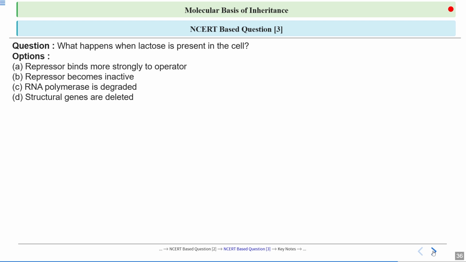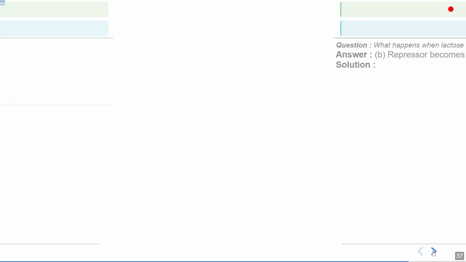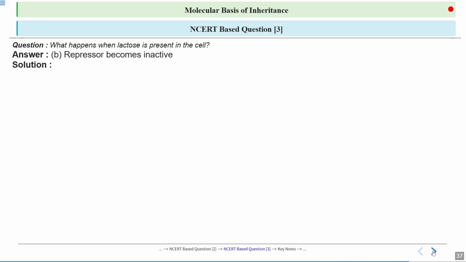Last question is: what happens when lactose is present in the cell? Repressor binds more strongly to the operator, repressor becomes inactive, RNA polymerase is degraded, or structural genes are deleted. So we know that the repressor becomes inactive in the presence of lactose.